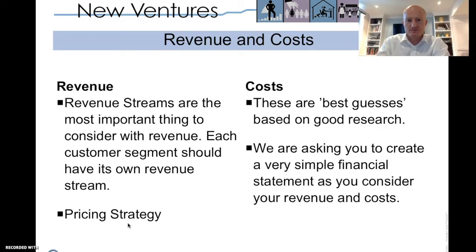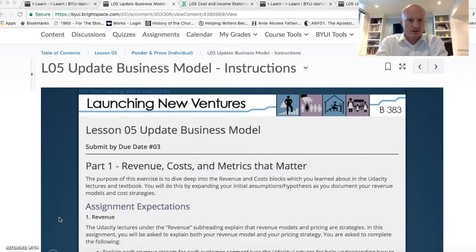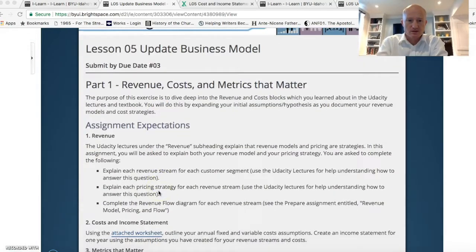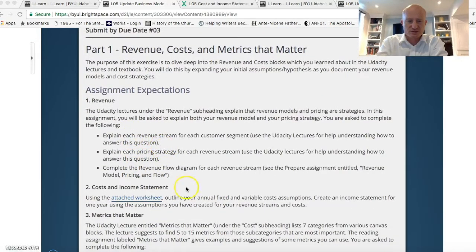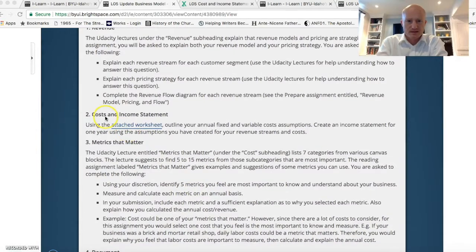Okay, now we're also going to ask you to make a very simple financial statement as you consider your revenue and your costs. Let me show you what it looks like. Okay, here I am in lesson 5, on the business model canvas update, which is in the Ponder and Proof folder. Here's your revenue assignment expectations, where I talk revenue streams. And then for your cost and income statement, here's your attached worksheet.